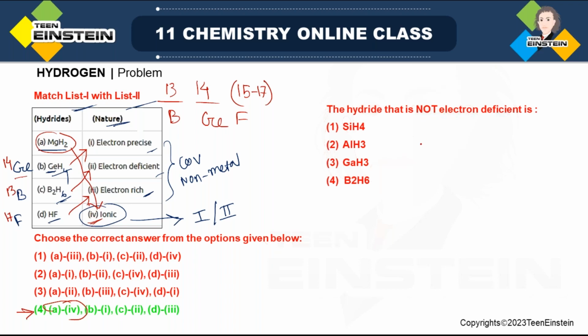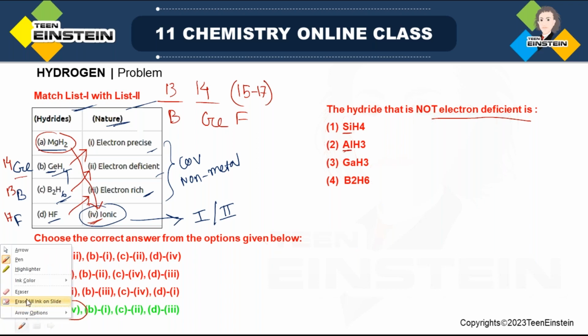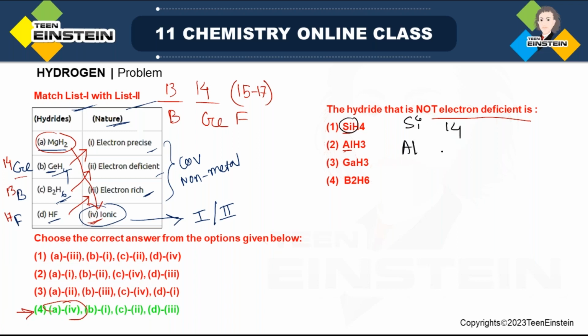Next question related to hydride: the hydride that is not electron deficient. First of all, try to focus on the central atom. It is silicon, which is from group 14. Here we have aluminium, which is from group 13. Then we have gallium, also group 13, and boron, also group 13. So all these group 13 elements are actually deficient. But we have to find the one that is not deficient. That means this is the correct option, because only silicon is from group 14. Fine.